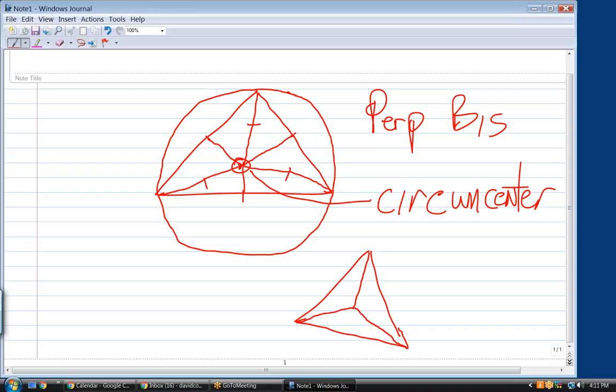So that angle is equal to that angle is equal to that angle, and this angle is equal to this angle. Okay? This center is called an incenter. And the reason is that this center is equidistant from each side.